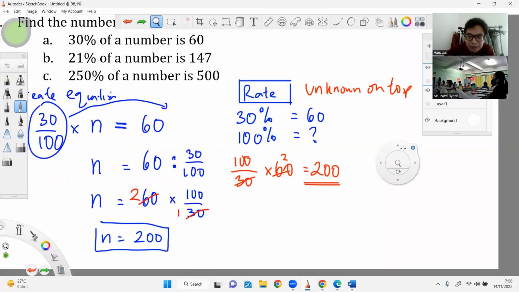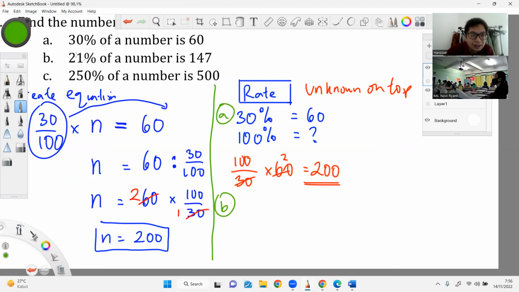Sorry, B. Okay, we don't have enough space, because of this creating equation we have less space. B: 21% of a number is 147. So the 21% is actually 147. The question is always asking for the original, 100. What is the number?